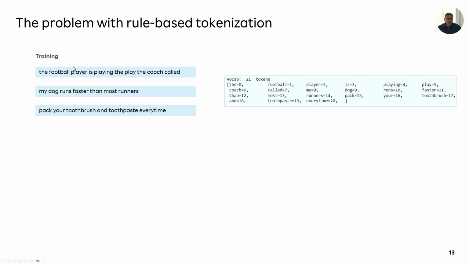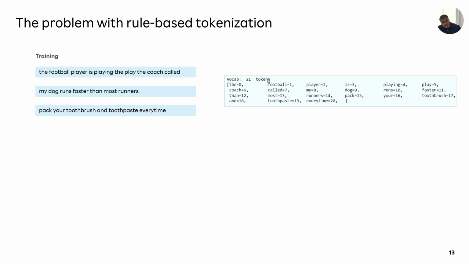Okay, so let's say that these are my training sentences. The football player is playing the play the coach called. My dog runs faster than most runners. Pack your toothbrush and toothpaste every time. Now, if I were to use, let's say, the white space tokenizing technique, I would have 21 unique words based on just this input training. Obviously, you're going to have millions of sentences in your actual real life example when you're training. But let's just go with this. We have three sentences, it has 21 unique tokens.